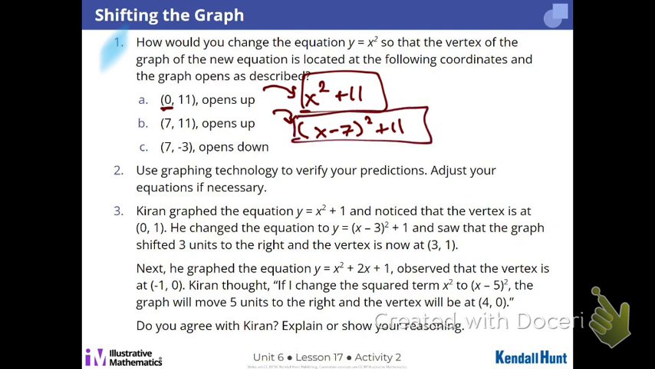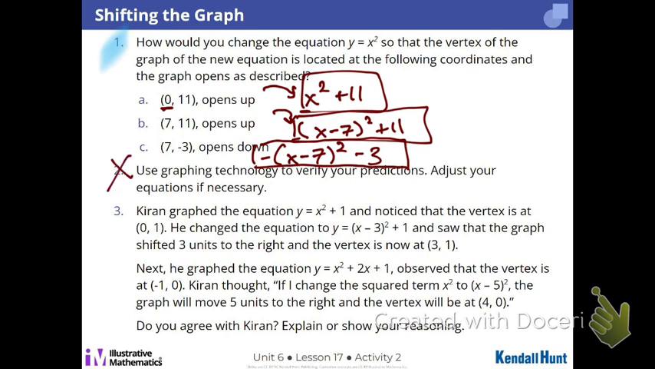So, 30 seconds to 1 minute to make any fixes you need to make for C or confirm that C is correct. Okay, here we go. To get 7 right, x minus 7 squared. To get 3 down, minus 3. And to get it to open down, I'm going to have a negative out front there. A negative A term makes me open down just like it does in standard form.